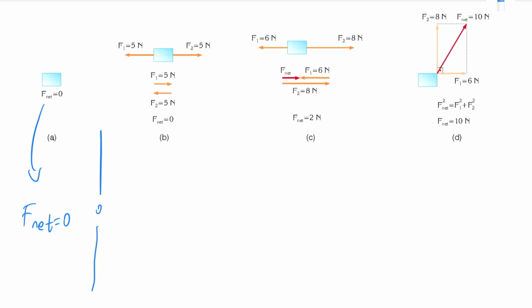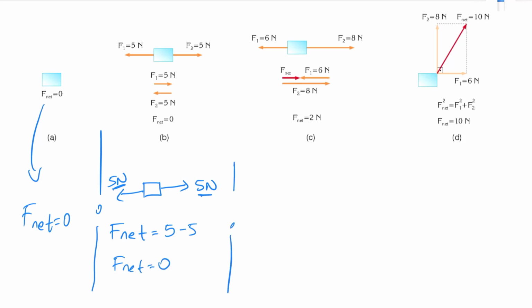Now, let's look at B. In B, we have an object. In the right direction, we have a 5 Newton force. In the left direction, we have a 5 Newton force. To calculate F net, if the forces act in the same direction, we add them to each other. If the forces act in opposite directions, we subtract them. So this 5 Newton and this 5 Newton act in opposite directions, so we do 5 minus 5. The net force is going to be 0 Newton.